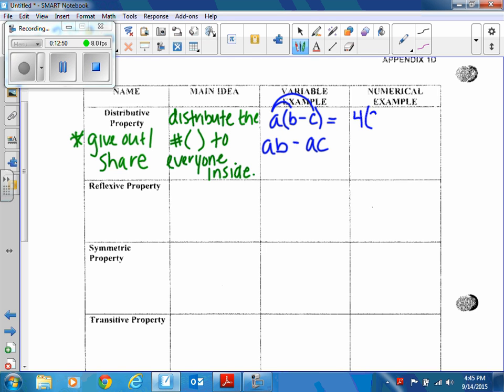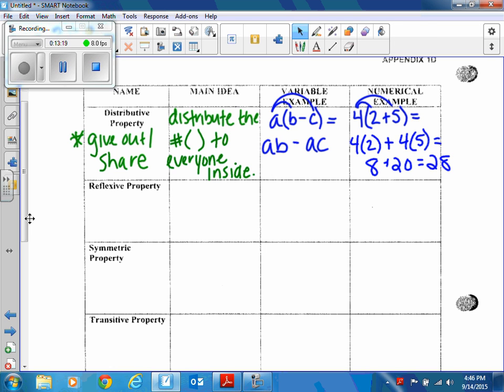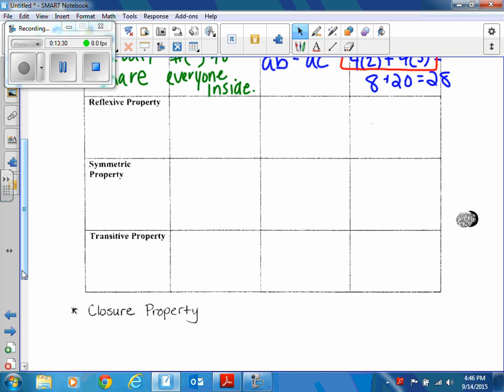If you have 4 times 2 plus 5, well, we're going to give that 4 to both of those terms. So 4 times 2 plus 4 times 5. You can do it in 2 steps. 4 times 2 is 8, and then 4 times 5 is 20, which would eventually be equal to 28. But the distributive property is actually this part right here, where you're distributing that number to those values that are inside the parentheses. All right, so now we're looking at the reflexive property.